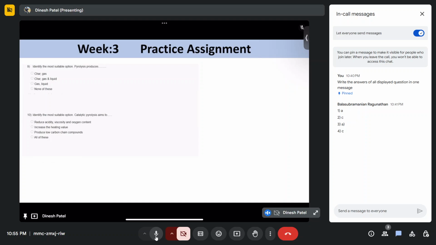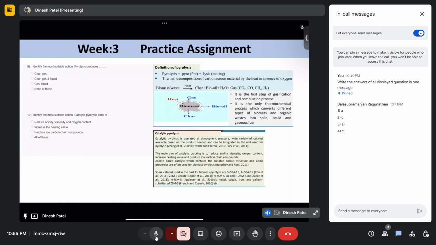So let's see the answer of this. The ninth question was: identify the most suitable option for pyrolysis products. As mentioned in your slide, pyrolysis is a technique in which we thermally decompose carbonaceous material by heat in the absence of oxygen. So in the biomass, when it is heated in the absence of oxygen, it can produce char, bio-oil, liquid, and gas. So the correct answer is B, char, gas, and liquid.